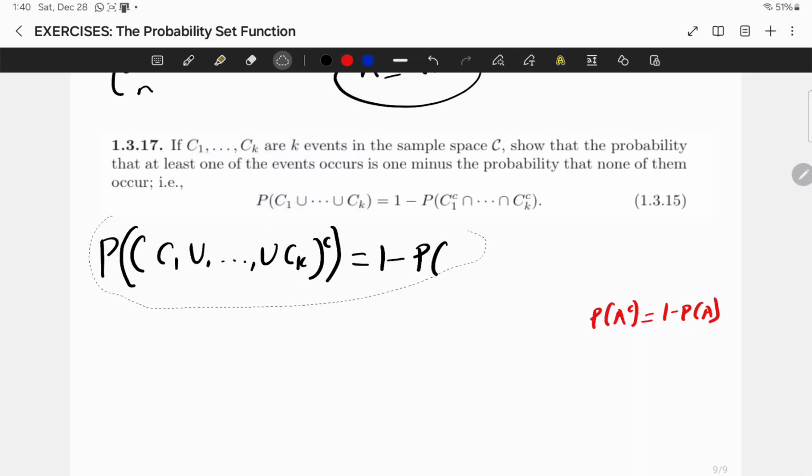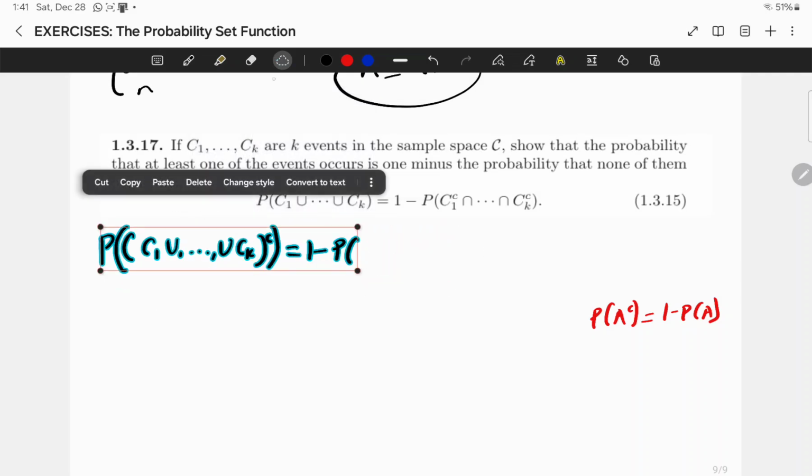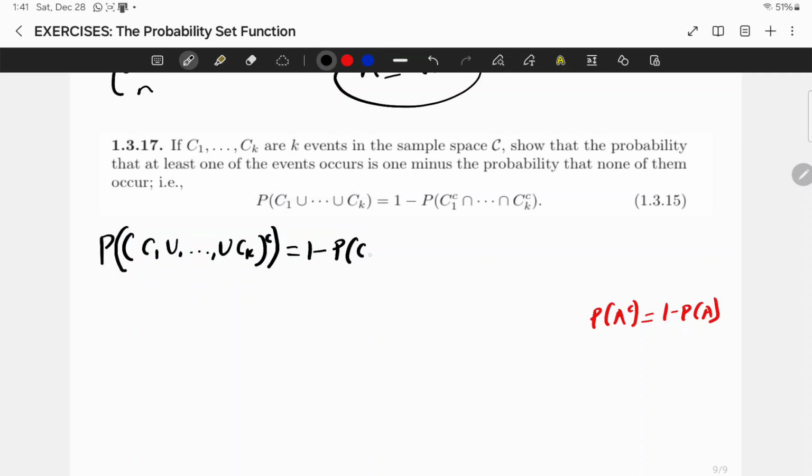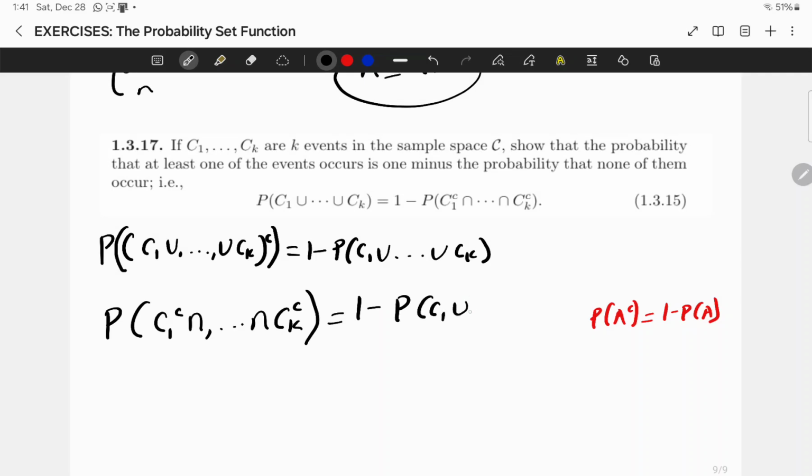Okay, so probability of C1 union ... union CK. So by De Morgan's law, we have this to be probability of C1 complement intersection ... intersection CK complement, and then equals 1 minus probability of C1 union ... union CK.